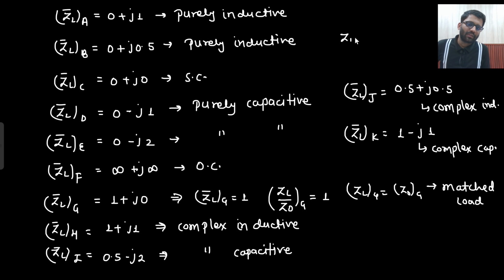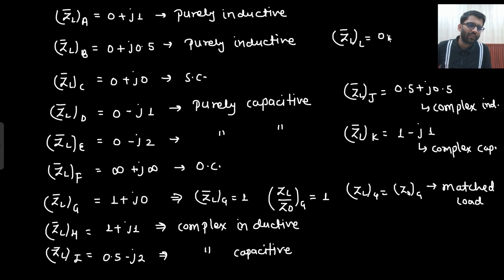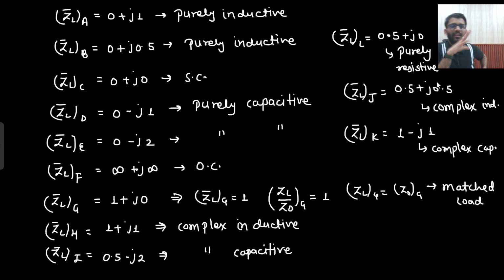Now I need to see J, K, L. So at L, R equals 0.5, but X equals 0. So this is your purely resistive. Now from all these things, one conclusion you can make.